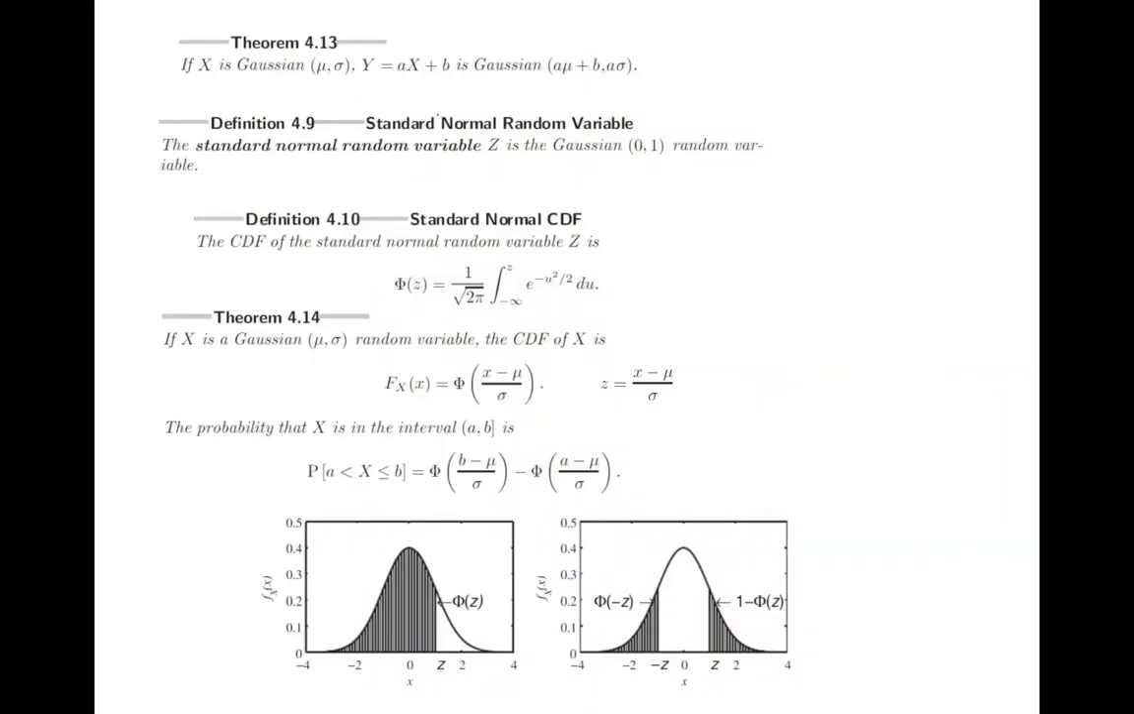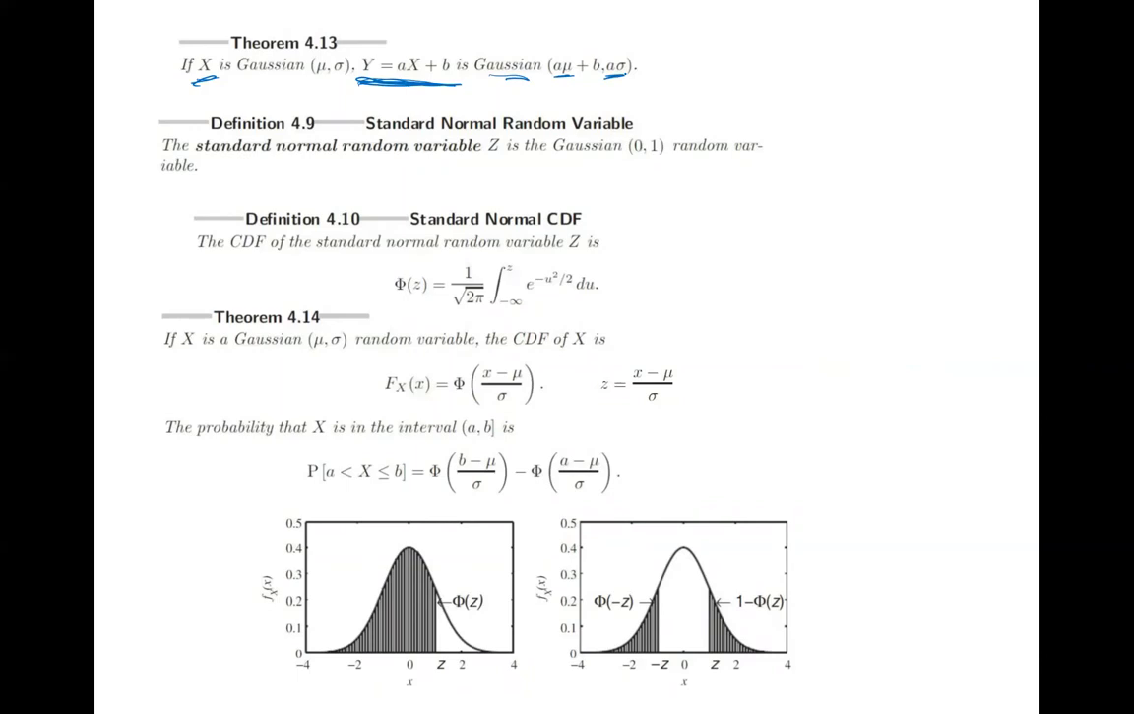If we have the Gaussian PDF of x, and if we define a new random variable, ax plus b, then the new random variable is also Gaussian, but its mean value will be a mu plus b, and the standard deviation will be a sigma.